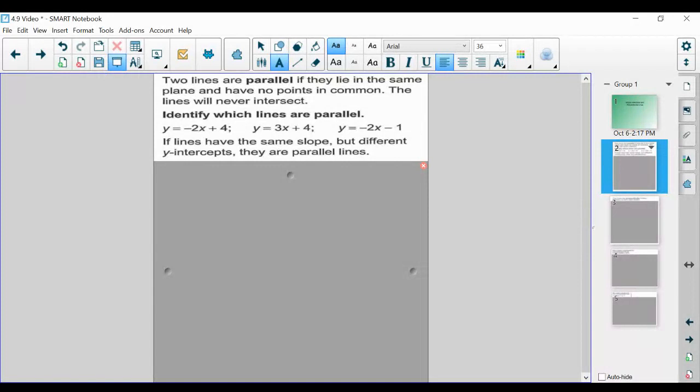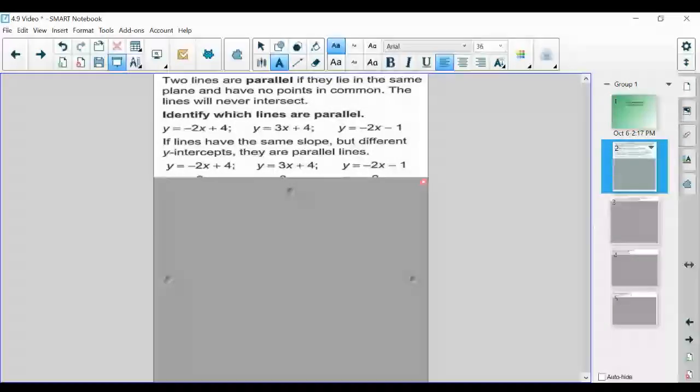So if we were asked to identify which of these three lines are parallel, what we're going to do is write out the three lines, the three equations that represent each line. So y equals negative 2x plus 4, y equals 3x plus 4, and y equals negative 2x minus 1. We're then going to write out each slope. So we're going to identify the slope of each line. In the first line, our slope is negative 2. In the second line, our slope is 3. In the third line, our slope is negative 2.